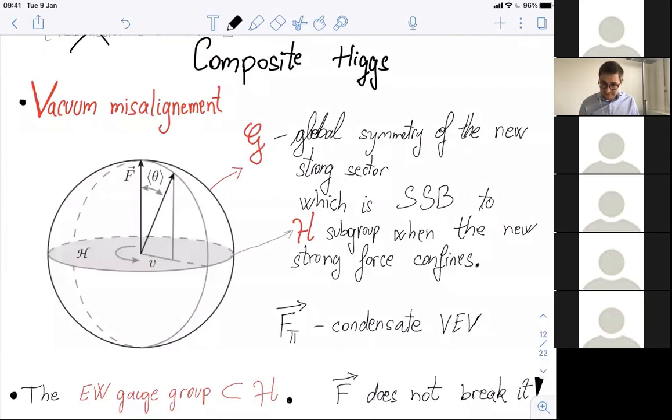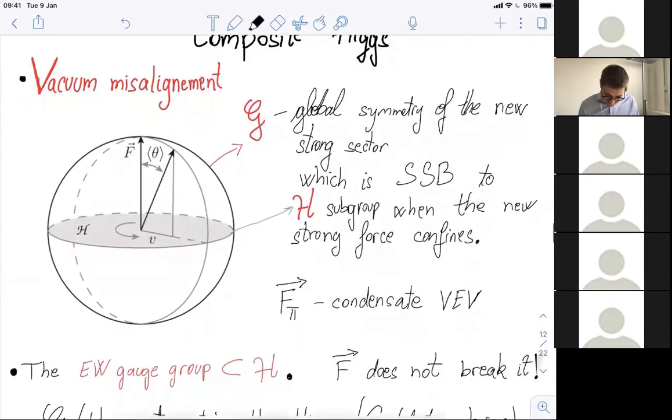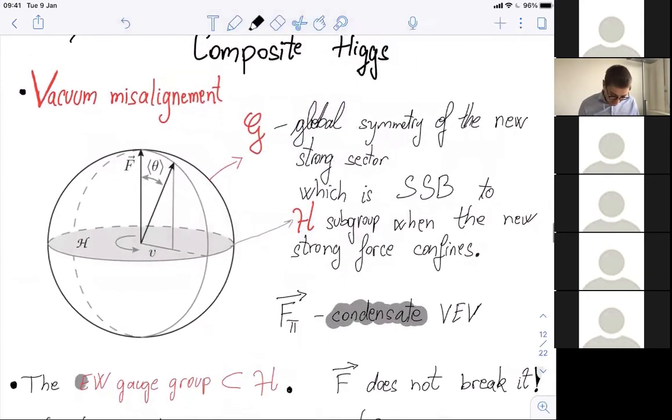In composite Higgs, the main difference with respect to technicolor is that the unbroken group contains the electroweak group in itself. So the electroweak group is part of the unbroken group, and therefore the condensate does not break electroweak. I hope that's clear. In composite Higgs, the electroweak gauge group is a subgroup of H, where H is the unbroken group. G is the global symmetry of the new strong sector, which is spontaneously broken to H when the new strong force confines. The electroweak gauge group is a subgroup of H.